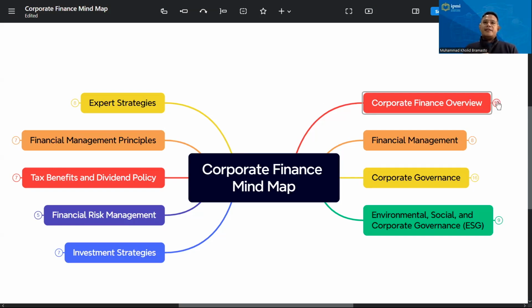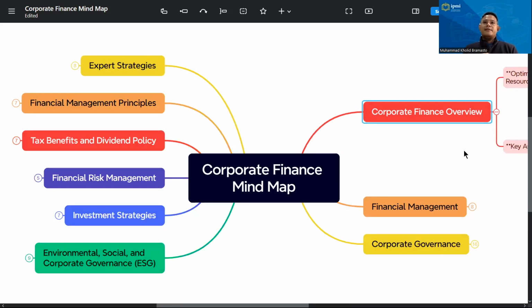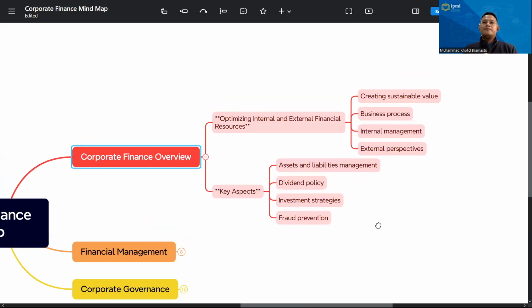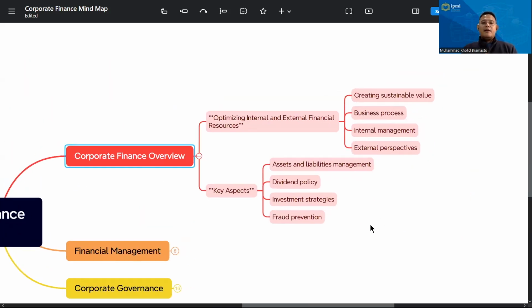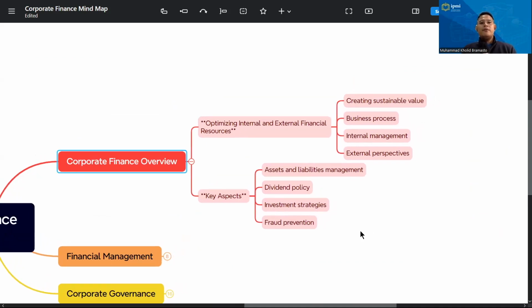In the first discussion about the corporate finance overview, corporate finance focuses on maximizing company financial resources, both internal and external, to create sustainable value. This involves understanding of business process, internal management practices, and external perspective. All these factors are essential in making sound financial decisions.